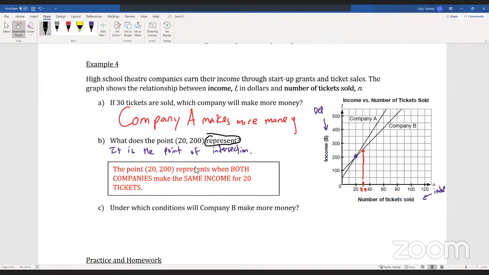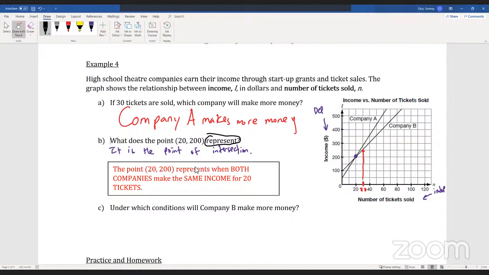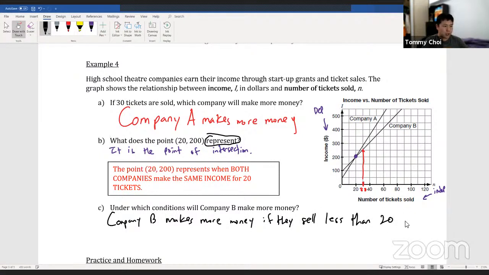Below the condition of 20 tickets sold. Say that one more time louder. Below the condition of 20 tickets sold. So if we want to word that just a little bit better, you're right, I know what you mean. Company B makes more money. I'm reiterating what he said, so I'm writing down what he said. So Mercel said company B makes more money if they sell less than 20 tickets. That's what he said.